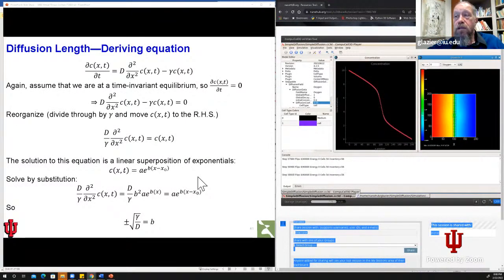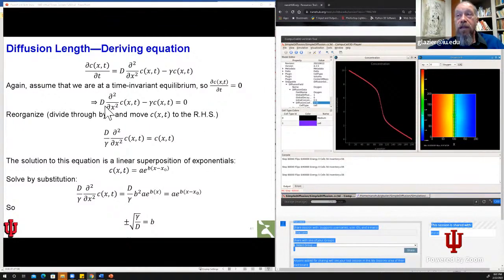If we want to understand the diffusion length, we have to do a little bit of math, and I'll finish this class with this derivation. We're going to assume that we have a time invariant state, like the one we see here, and that means the derivative of the concentration with respect to time is 0. So we set the left-hand side to 0. We now have the second derivative with respect to space, minus gamma c is 0.